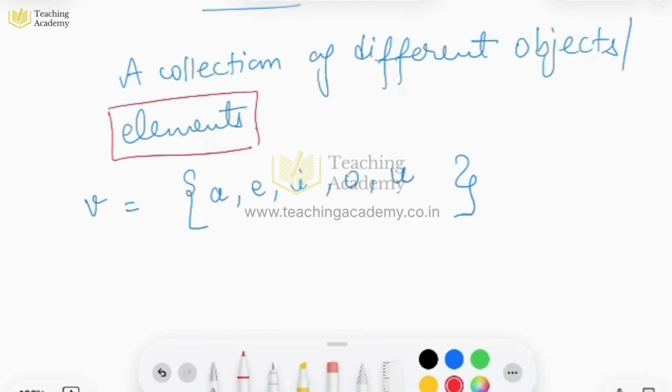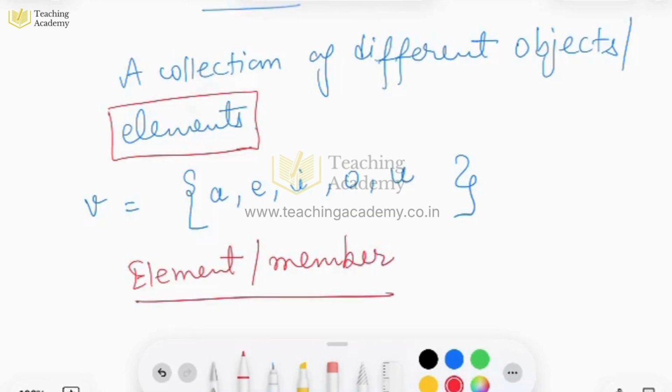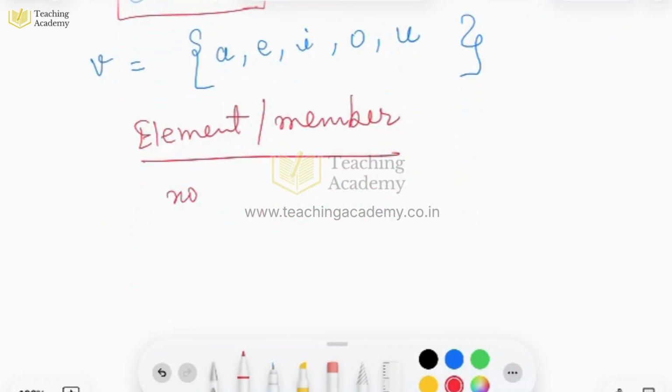I used a word here, element. If I say element or I say member, both mean the same. Elements are basically the objects in it, or numbers. The different numbers which we are going to write within the set are called elements. They are individuals, and that is why we call them elements or members of the given set.